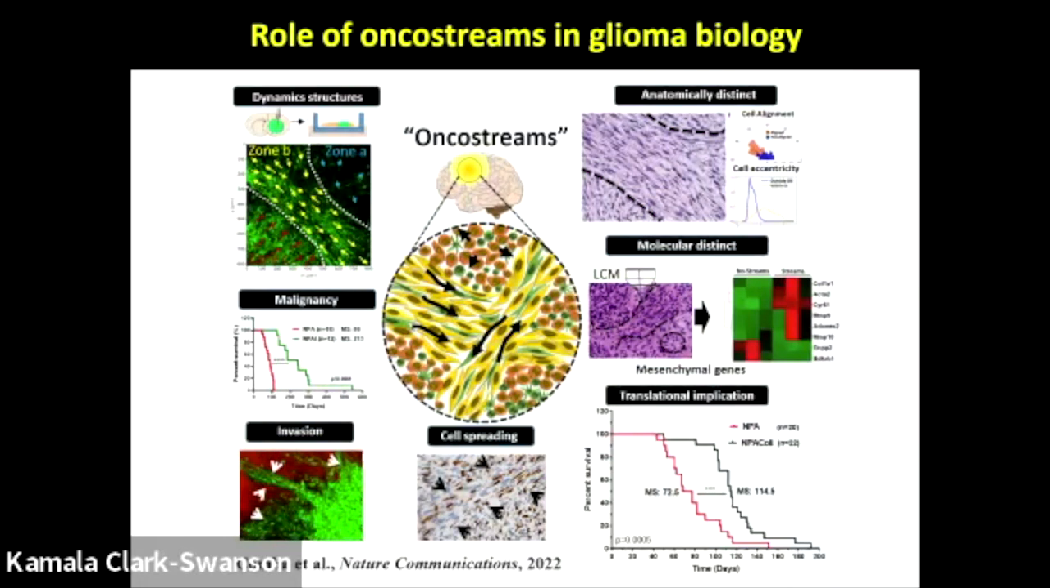of the brain tumors. We've shown that they are molecularly distinct. There are certain genes, like genes that encode for collagen type 1, that are overexpressed in the oncostreams. And when we knock them out of the growing tumors, the tumors become much less malignant and actually lose the oncostreams.